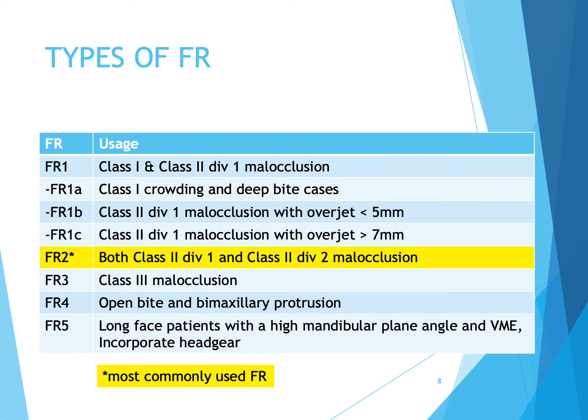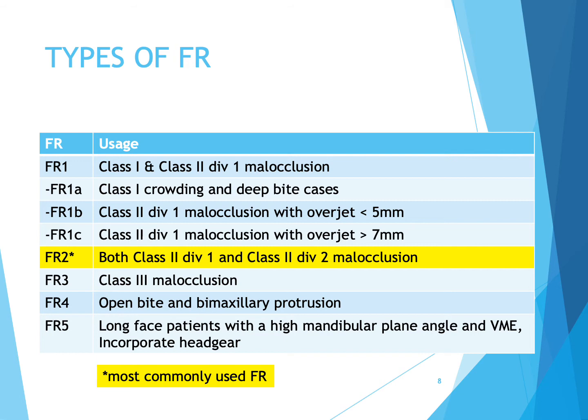Okay, now for types of functional regulators or FR. There are 5 types of FR, which is FR1, 2, 3, 4 and 5. FR1 is used for treatment of class 1 and class 2 division 1 malocclusion. The FR1 is divided into 3 types, which is FR1A, which is used for class 1 malocclusion where there is minor to moderate crowding. It is also used for class 1 deep bite cases.